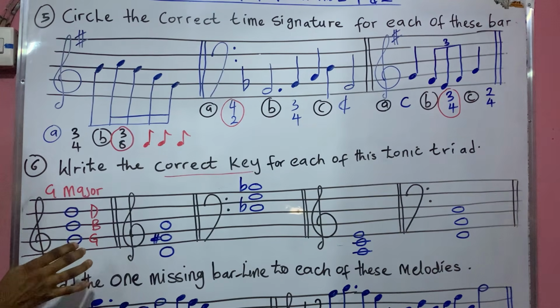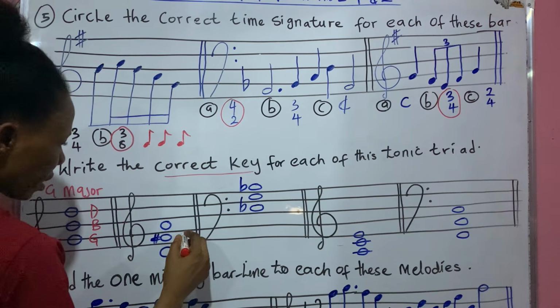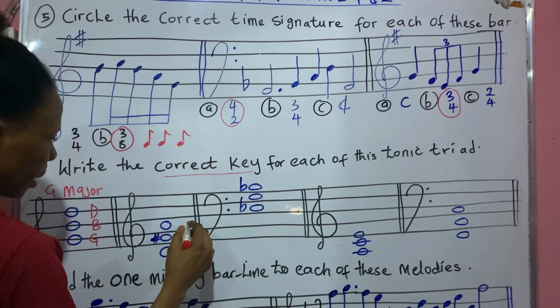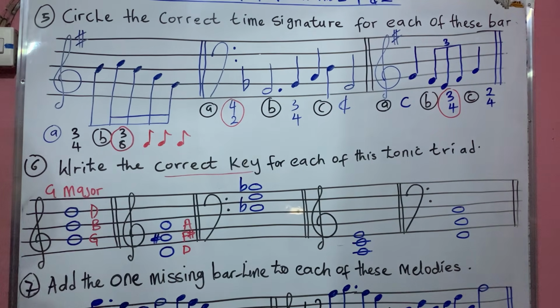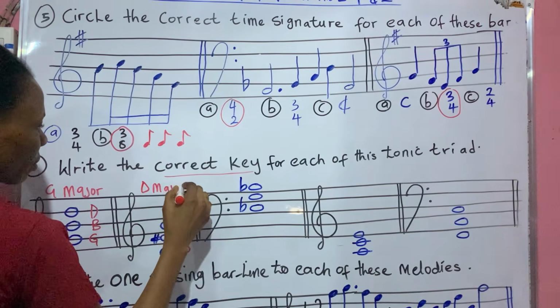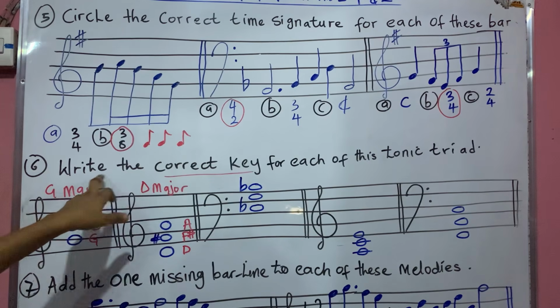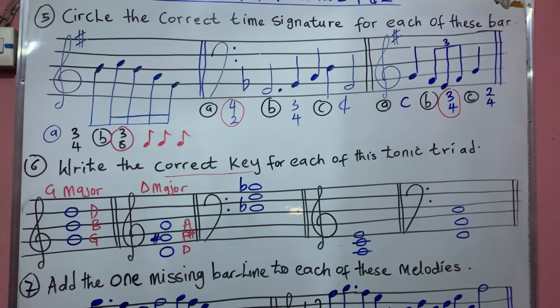The first one here is G. The second one, the notes here are D, F sharp, and A. So what's the triad that has these three notes? The answer is D major. Please write the major, because we can have D minor too, which is still a tonic triad. So this is major. You have to write major if it's major and minor if it's minor.